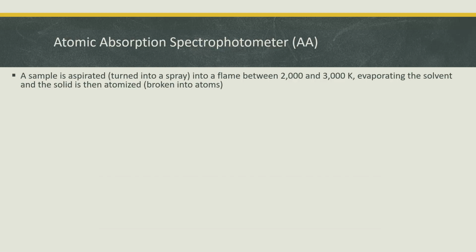So the way this works is we take our sample, which is going to be in solution form. It's aqueous. It's going to be a certain molarity of solution mixed with water. And it's going to be sucked up a little like a tube, and then it's aspirated, which means it's turned into a spray, like a spritz, okay? And that goes into the flame, which for us will be between 2000 and 3000 Kelvin. That evaporates off the solvent, which for us is water. And then the solid, the element or the compound or whatever, it breaks down into the atoms.